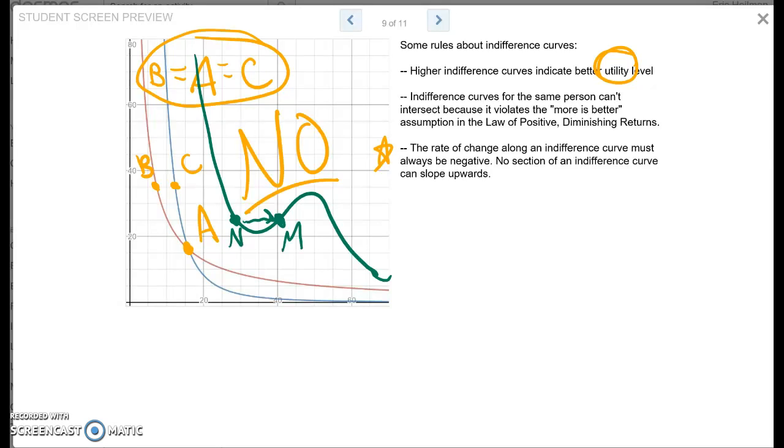You can't have any portion of an indifference curve that has an upward slope. So all indifference curves have to, at every point along them, have a negative slope. We will see some cases where at some points the slope is undefined or it's zero, meaning it's vertical or horizontal, but it cannot slope upwards.